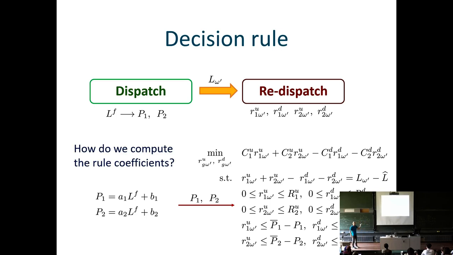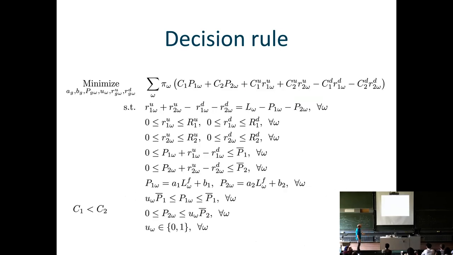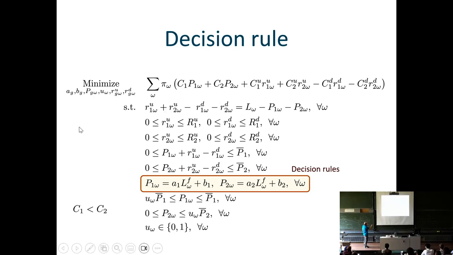Again, how do we compute the rule coefficients? Exactly the same as before, but with this twist. We solve exactly the same problem as before, but now I have decision rules for P1 and P2. So I'm computing the A and B of my decision rule. I have two because I have two decision variables. So I have this decision rule for P1, this decision rule for P2, and I'm computing A and B for each of the generators, in the same way as before.